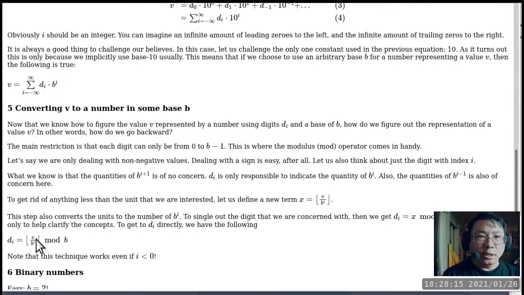So we have v divided by b to the power of i, okay, and b is the base, and then this funky looking symbol here, it looks like a square bracket, but someone is forgetting the top part of the square bracket. That's the floor symbol. Okay, it is taking the floor of this division, and then mod b. Okay, mod is modulus, which is also known as taking the remainder after a division.